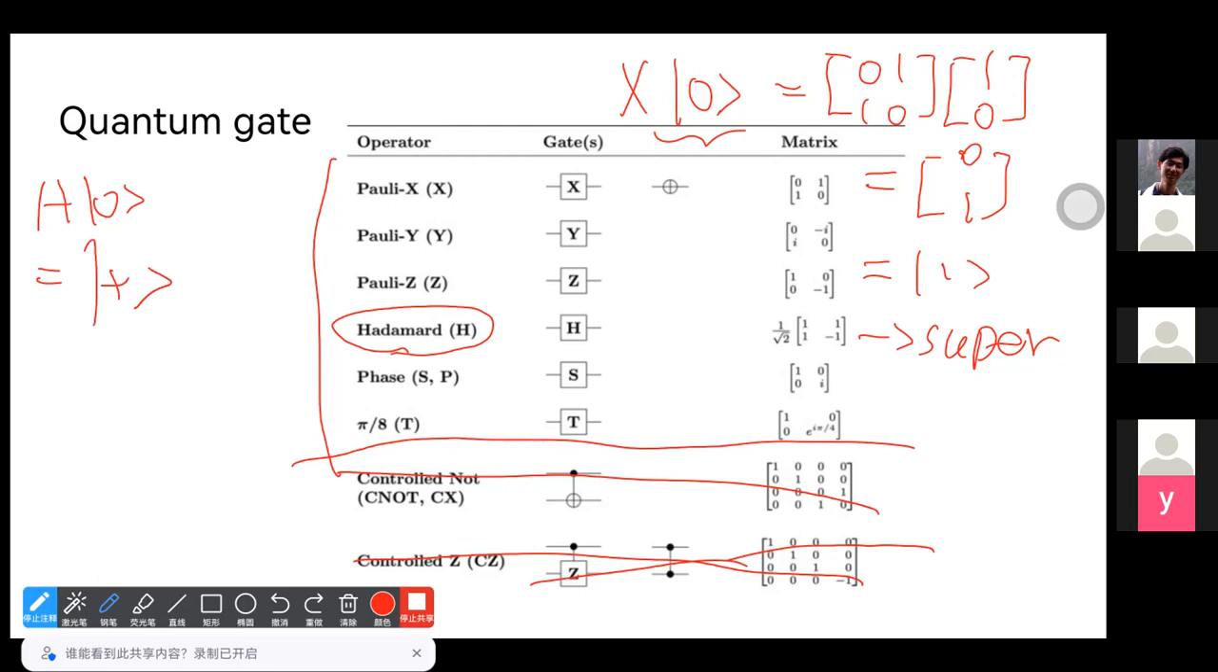And if you use an H gate on the plus state, you will get back to the zero state. You can just compute this by the matrix. So this is some typical behavior. So here, I confirm that given a qubit, there are supposed to be four states. No, there are infinitely many states.